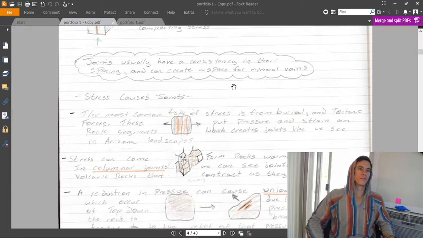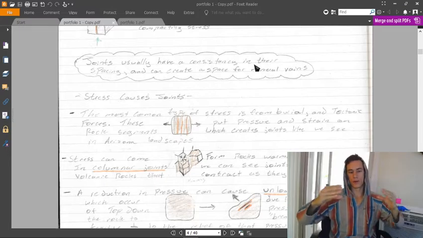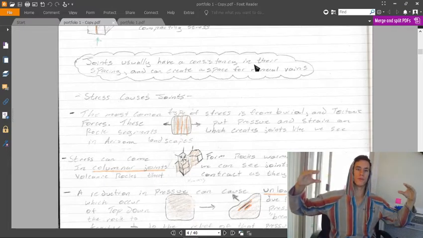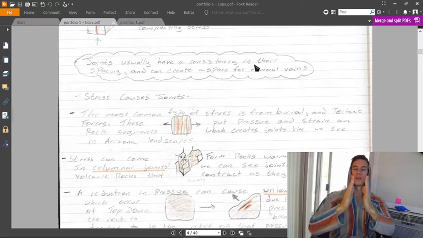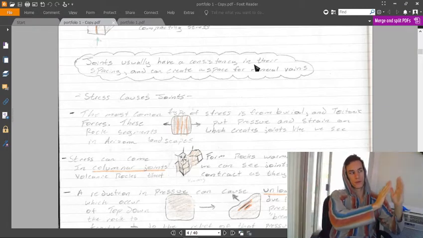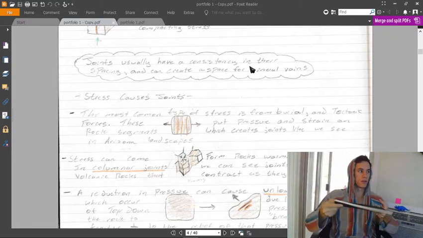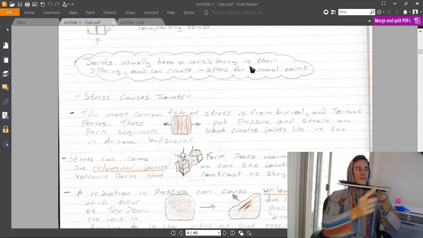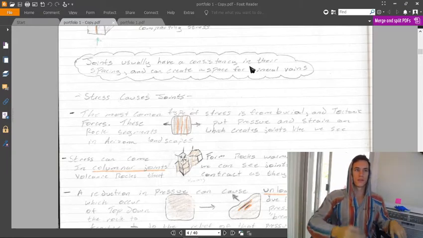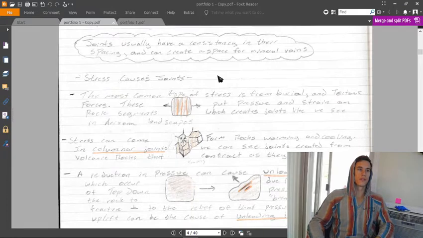Joints usually have consistency in their spacing and can create a space for mineral veins. Like we talked about before, water getting into different joints and creating minerals in different spaces. If you're pulling apart on something, you're pulling apart on the whole unit. You're not pulling apart just at one area and then over here at another area. So the joints are usually on one unit, usually evenly spaced throughout the entire area.